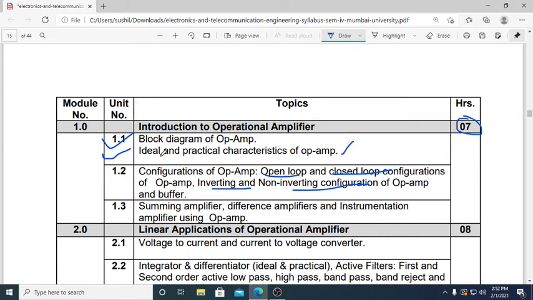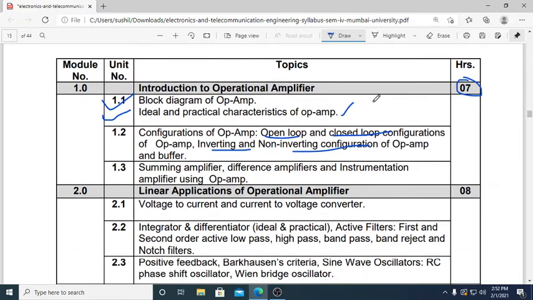In the exam, or in the viva, definitely one examiner will ask a question on the ideal and practical characteristics of the operational amplifier. Normally we are using the 741 IC operational amplifier in this particular syllabus.